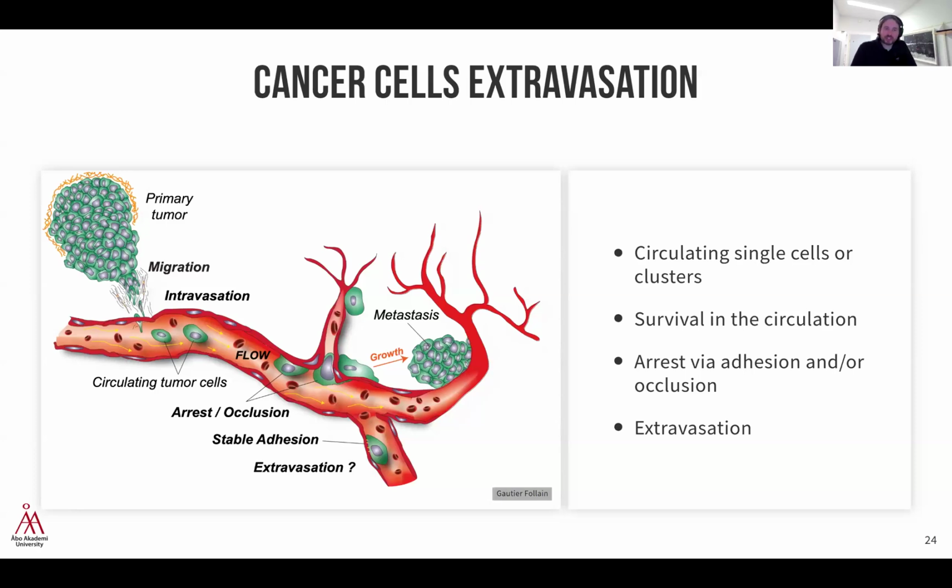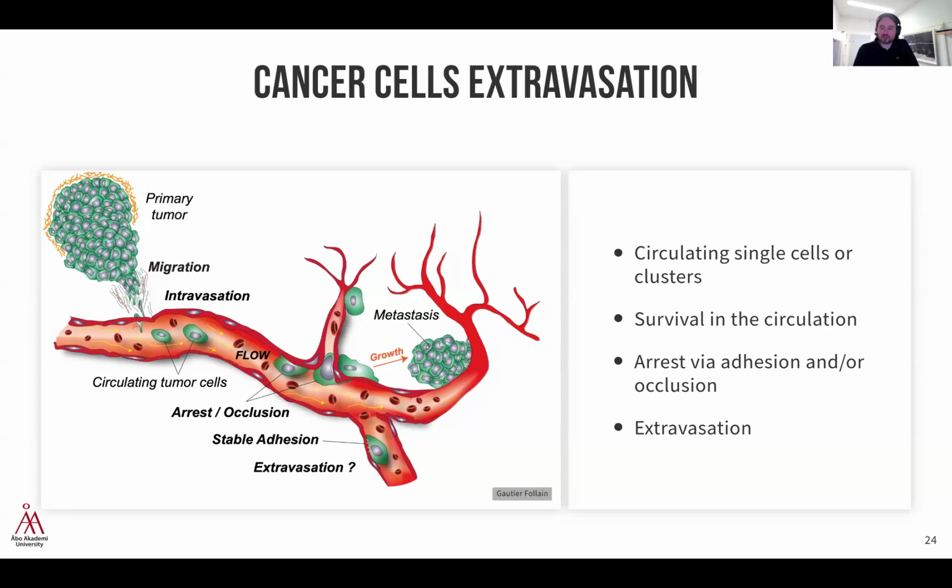And we know that most cells die in the stream. But once they survive, they need to arrest at distal sites. And the arrest can be done through occlusion. So they get stuck in capillaries. And because of that, they are arrested. But we also know that cancer cells can dynamically interact with the endothelium, with endothelial cells, using receptors. However, how this is regulated is still really poorly understood.